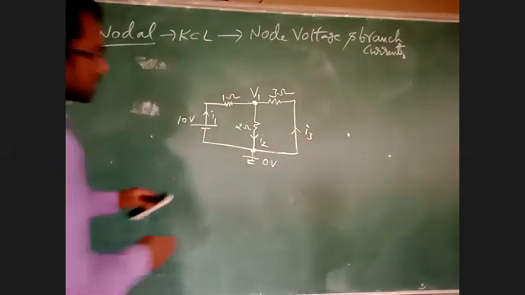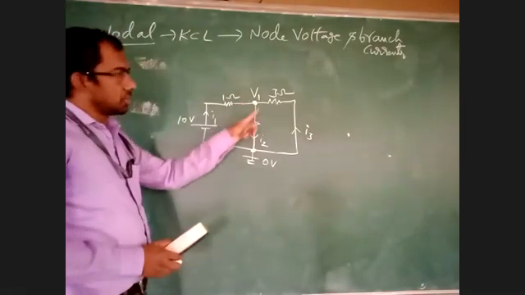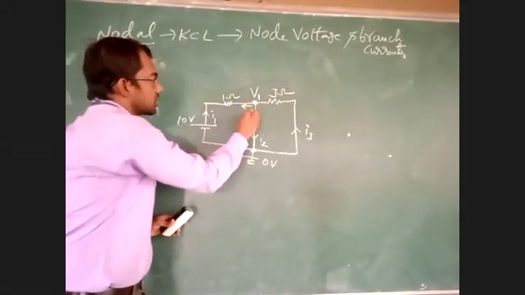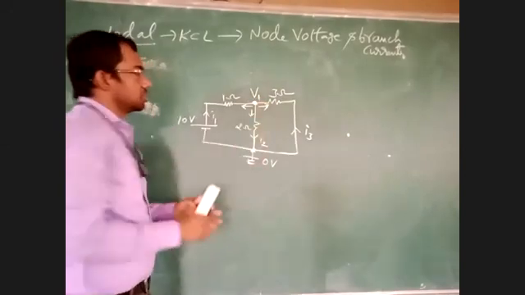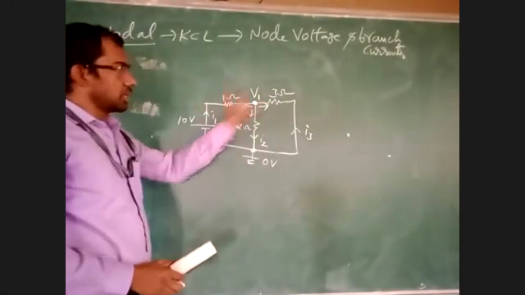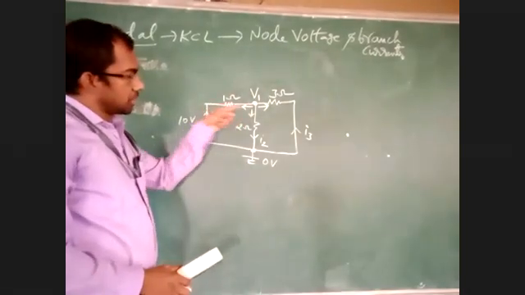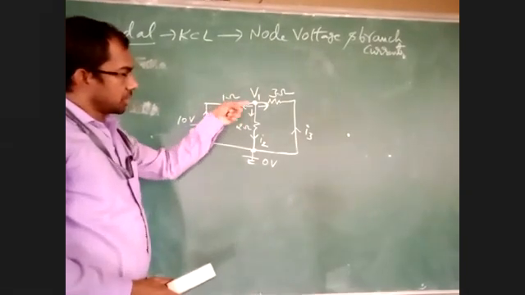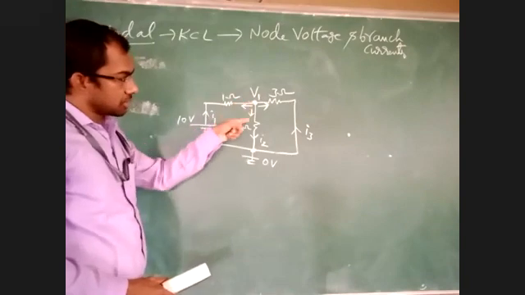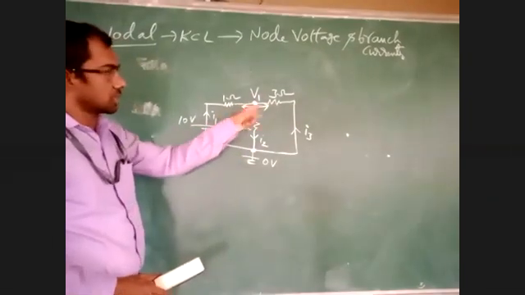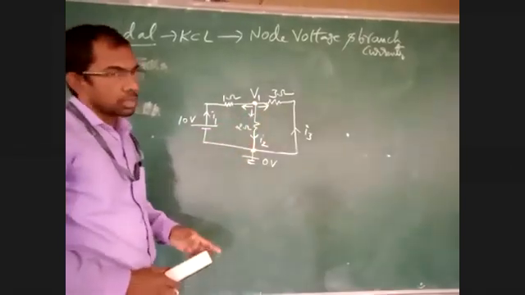Three branches are connected, 1, 2, 3. Let us assume three currents: I1, I2, and I3. Assume this current is leaving from the node point, moving outside. This current is also moving outside from the node, and this current too. All the arrows are outside, not inside.